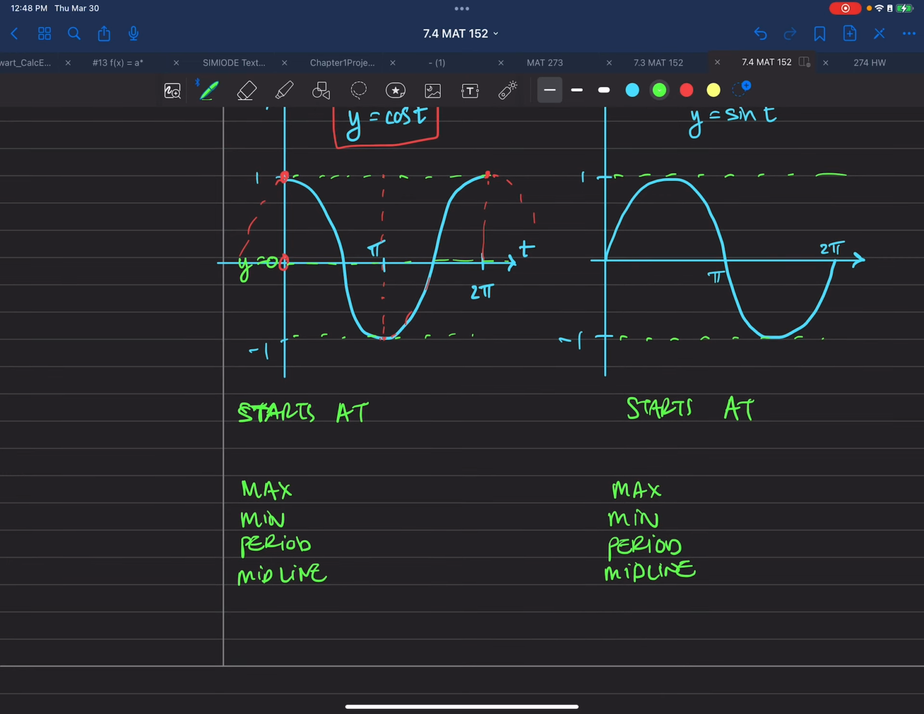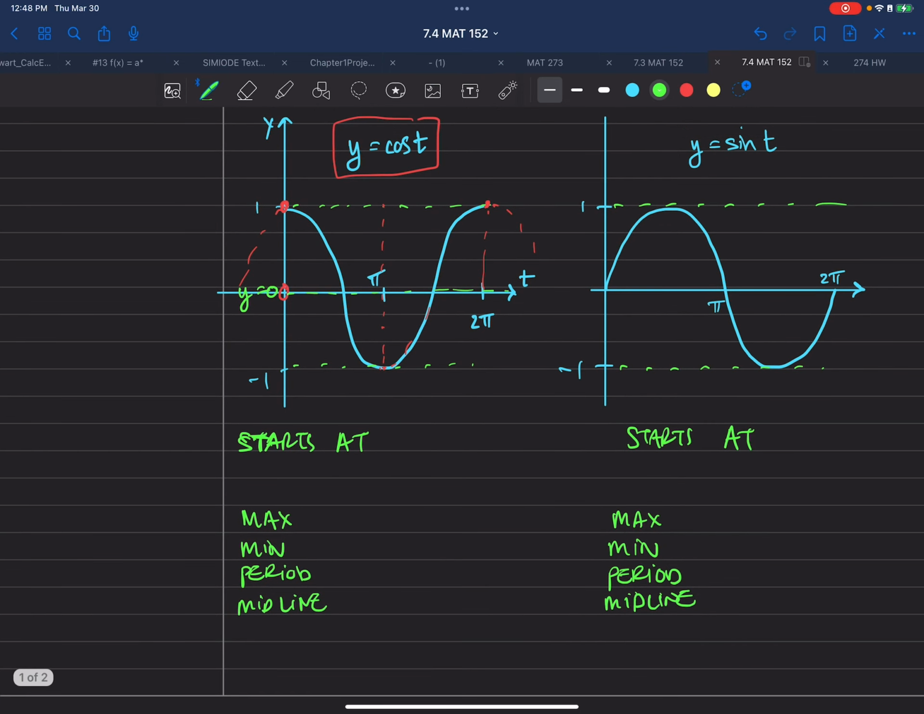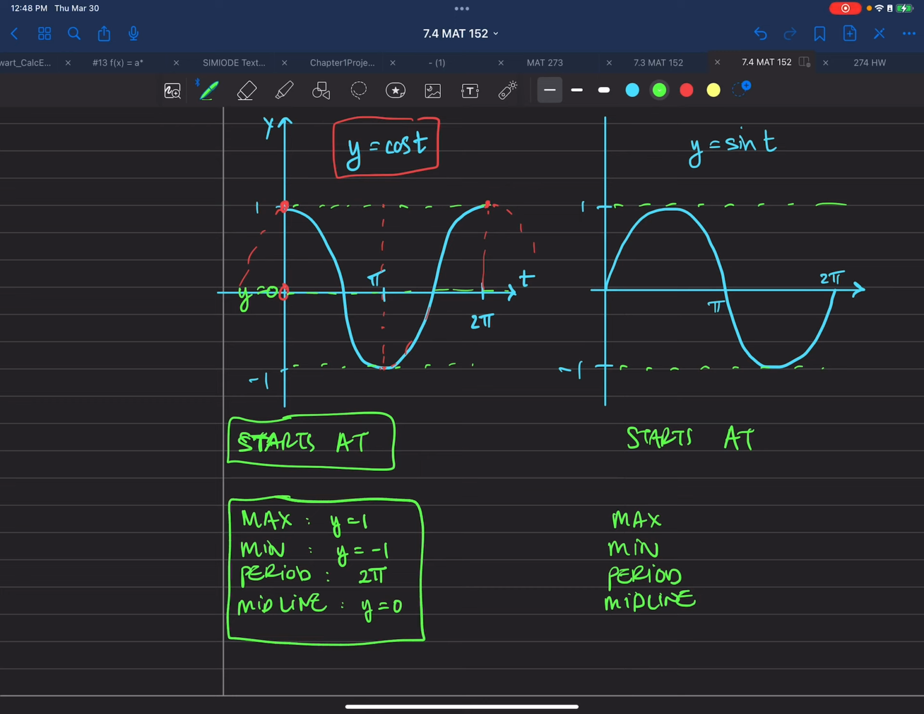So it starts at, for cosine, we'll just write these in here, it starts at a max of y equals 1. It has a minimum of y equals -1. It has a period of 2 pi, and it has a midline of y equals 0. Okay, this is what cosine starts at.